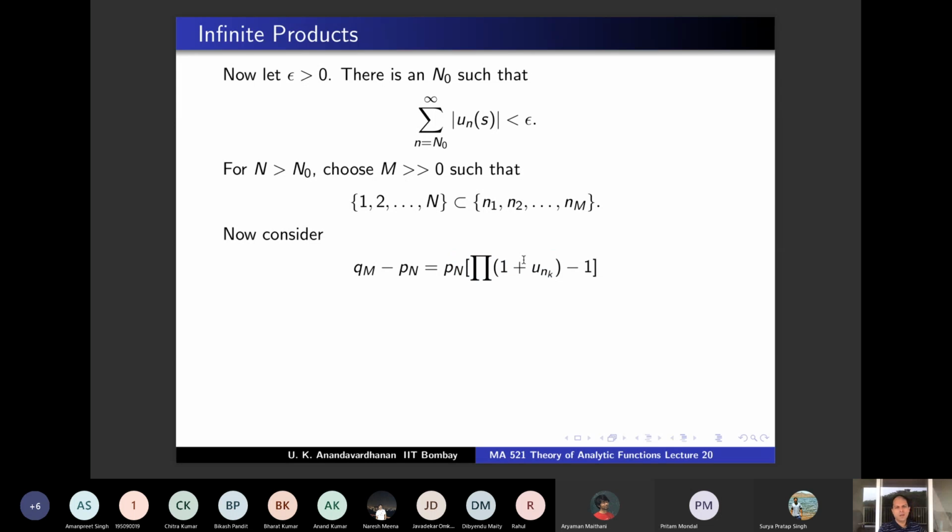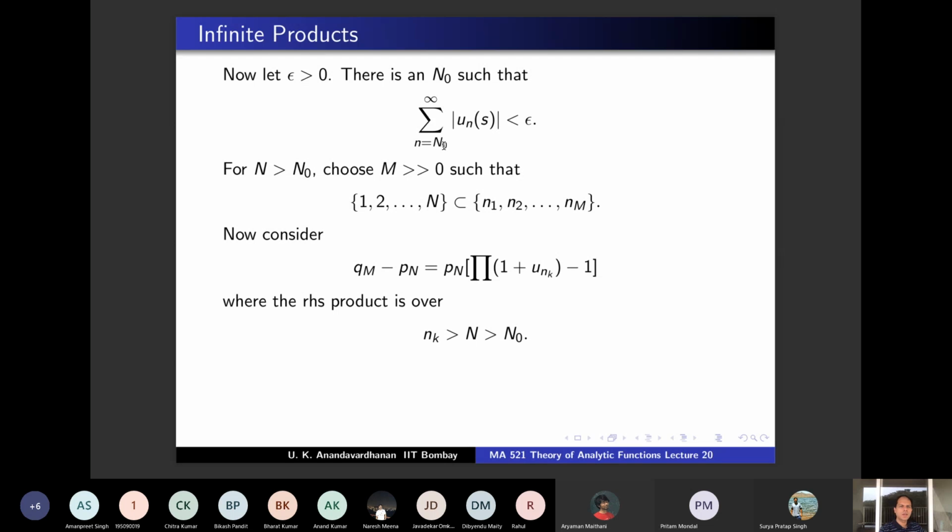It's an obvious one. I don't know how to put the indices. So the indices are nks which are not 1, 2, etc. n. The remaining, you take pn and the remaining thing you write, where the RHS product is over nk, which are not counted here. So in particular, these nks are bigger than n, and n is of course bigger than n naught.